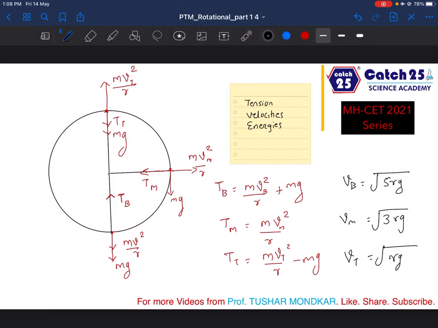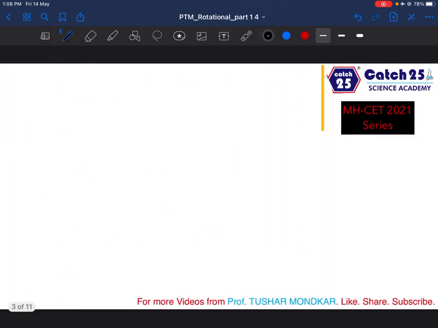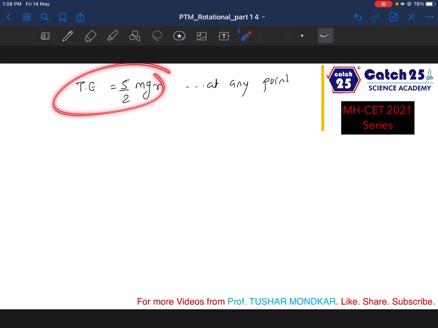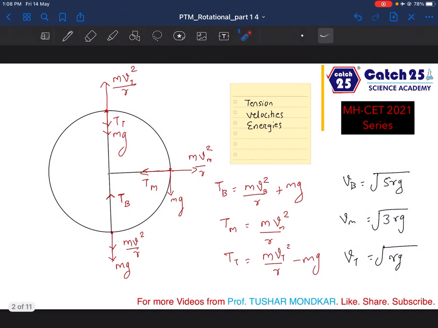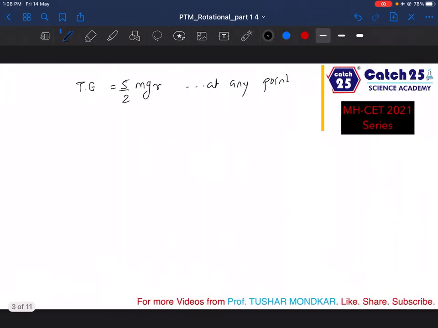Apart from these velocities and tensions, I want you to remember that the total energy at every point will be 5 by 2 mgr. At any point on the vertical circle you get total energy as 5 by 2 mgr. That means the conservation of energy principle is playing a role, that is, total energy always remains constant. Now if they ask you to find the tension difference between the bottom point and the top point, because the tension at the bottom point will be maximum, you can easily find TB minus TT.